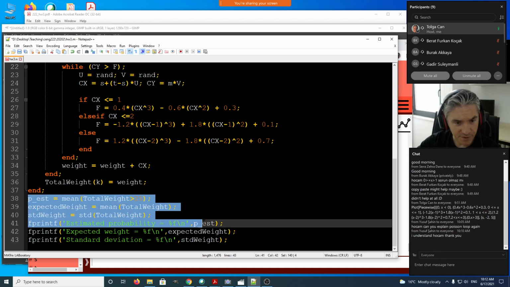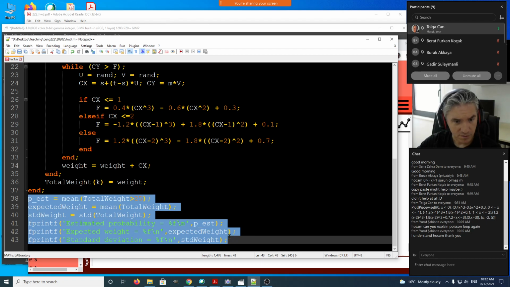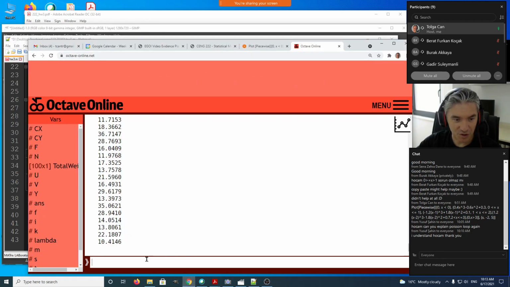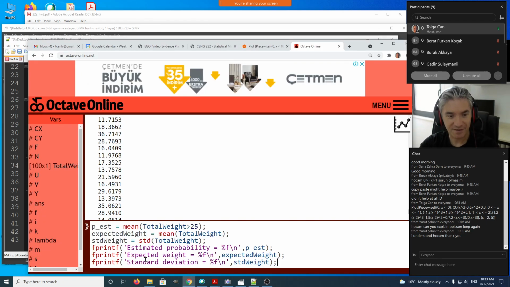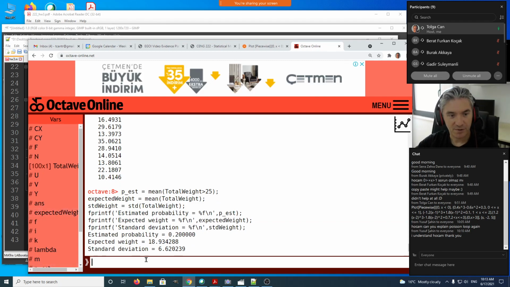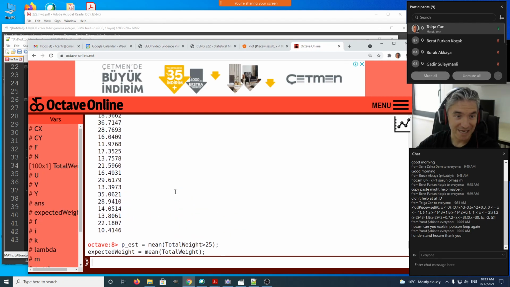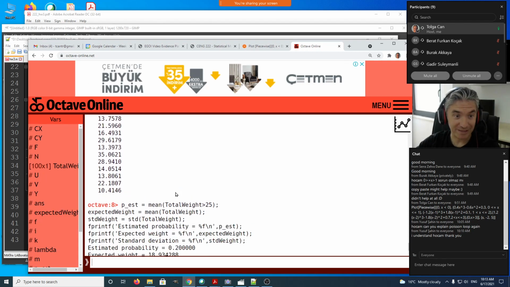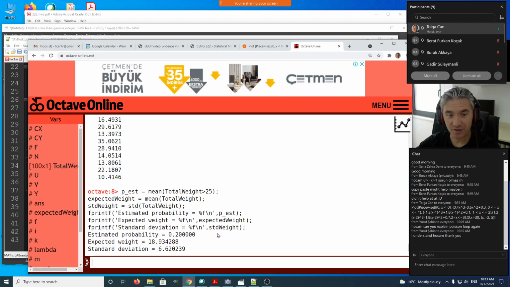Oh, this fprintf is also, wow, this is a function fprintf in MATLAB. I didn't know that. So I wrote this code earlier, but yeah, let's see. So estimated probability 0.2. I mean, there were exactly 20 sessions here by chance. If we run this again, it will probably be different.